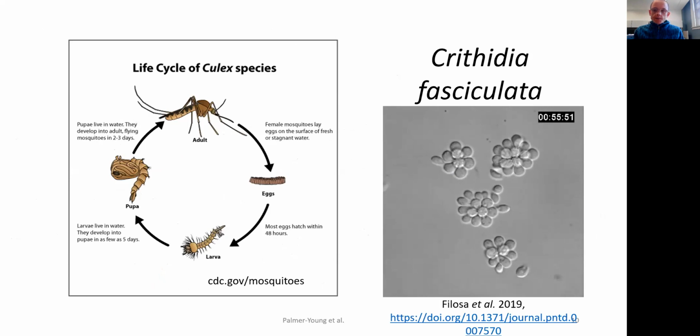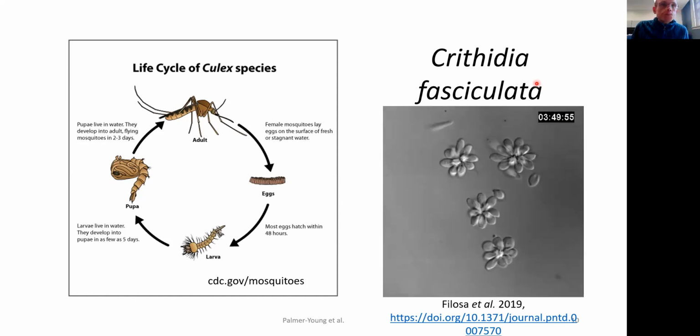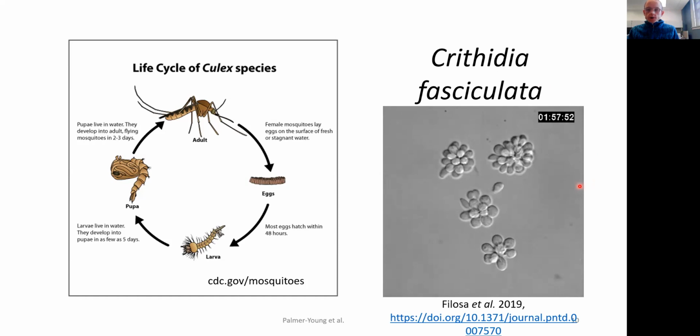We compared these honeybee parasites to the related mosquito parasite, Crithidia fasciculata, which infects adult and larval mosquitoes. Thanks to John Filosa for this great video, and Megan and Michael Popolonis for generously providing their isolate of this species.